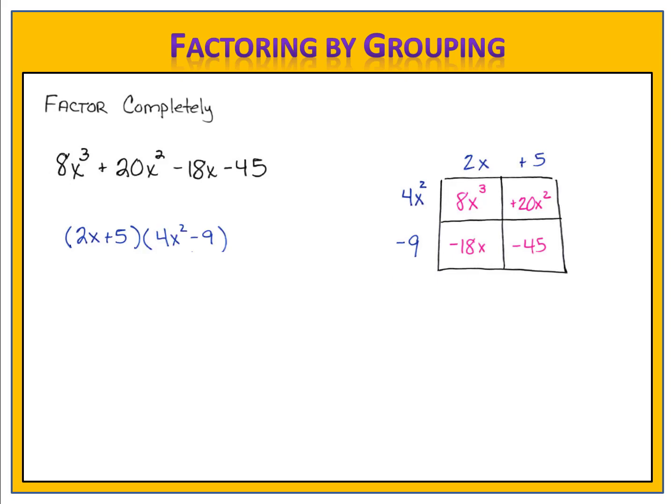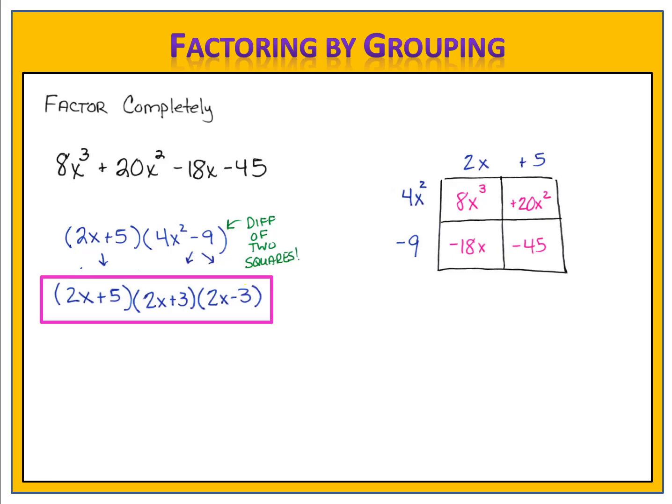second factor. We might think we're done, but then we realize that that second factor, 4x squared minus 9, is a difference of two perfect squares. That term can be factored again. 4x squared minus 9 factors to 2x plus 3 times 2x minus 3. Don't forget we had 2x plus 5 as another binomial. So factored completely, we have the result 2x plus 5 times 2x plus 3 times 2x minus 3. We first factored by using grouping and then factored the difference of two perfect squares.